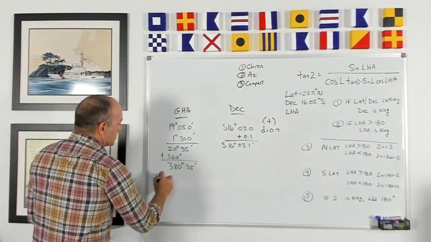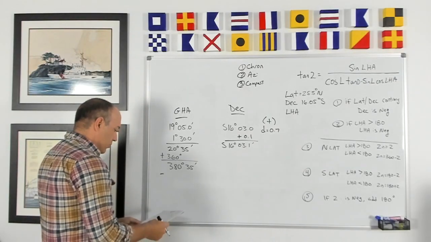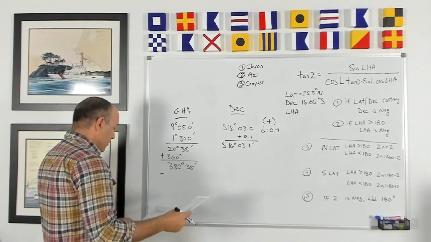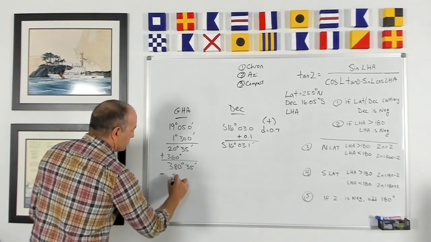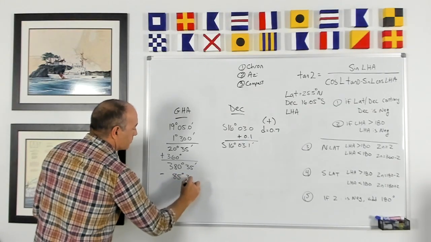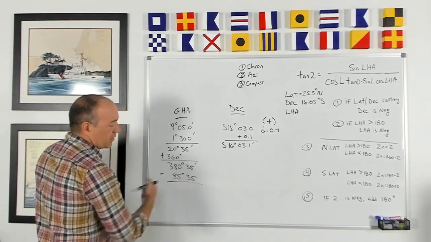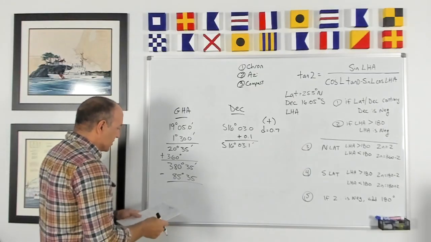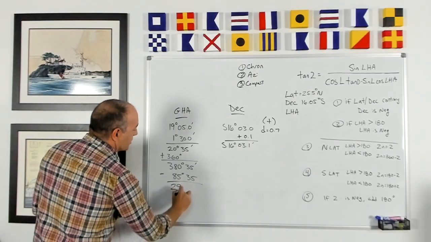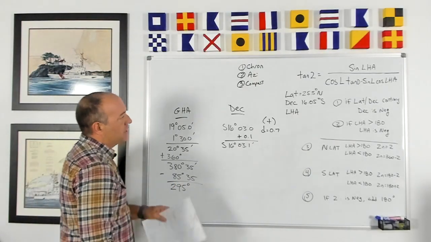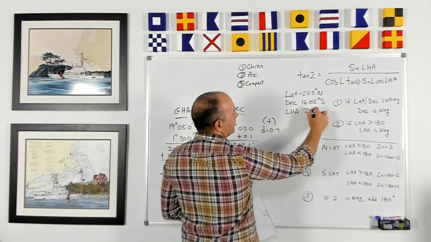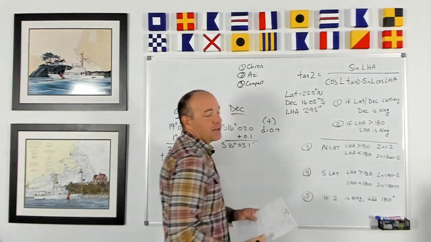So in this case, we need to subtract our DR longitude, which was 85 degrees 35 minutes. Coast Guard did us a solid by making the numbers a little bit easy to do, and so our LHA is 295 degrees. So we can put the LHA up here, and now we've got our three numbers.